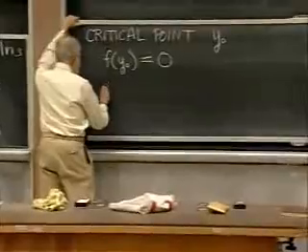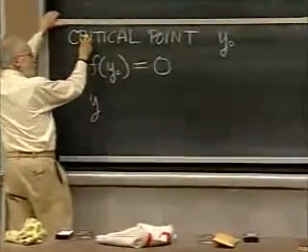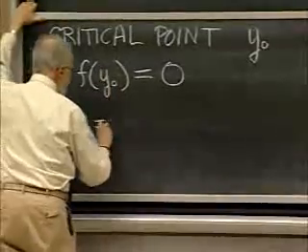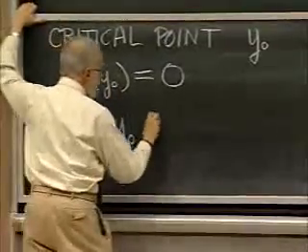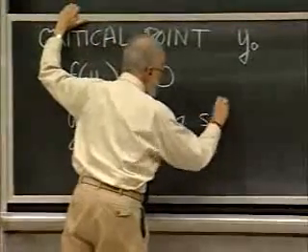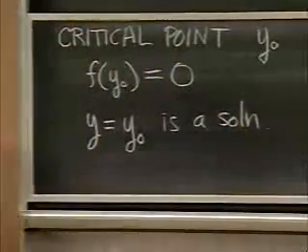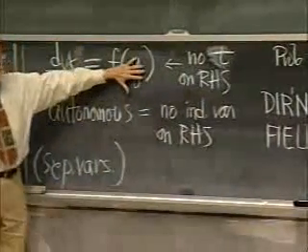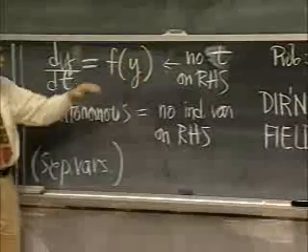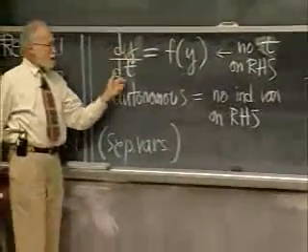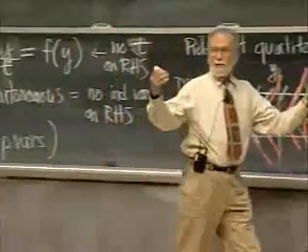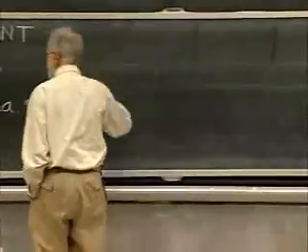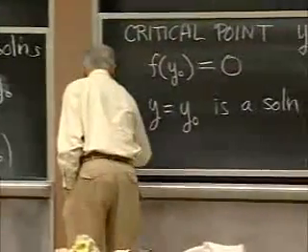There are three ways of saying it. y0 is a critical point. It's a 0 of the right-hand side, or y equals y0 is a solution to the equation. Now, that's perfectly easy to verify. If y0 makes this right-hand side 0, it's certainly also true that y equals y0 makes the left-hand side 0 because you're differentiating a constant. So the reasoning, if you want reasoning, is the proof.